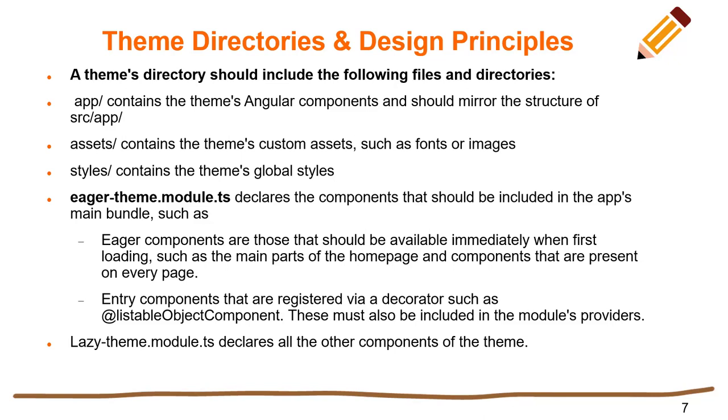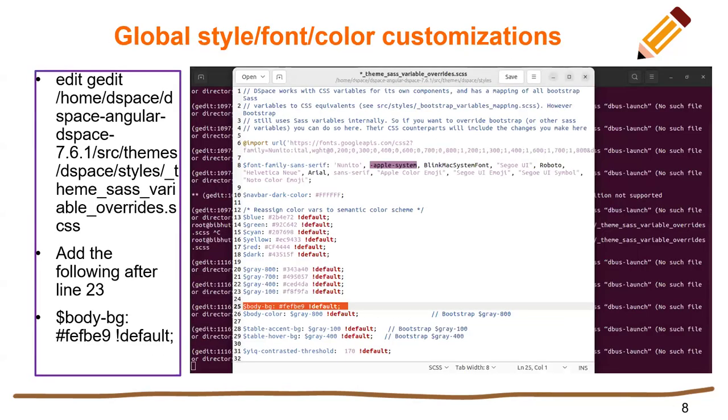So this eager theme will be the main part, and the other parts will be collected. This is called the lazy theme module, which declares all other components of the theme. Here, while we are going to change, you have to customize your DSpace user interface.